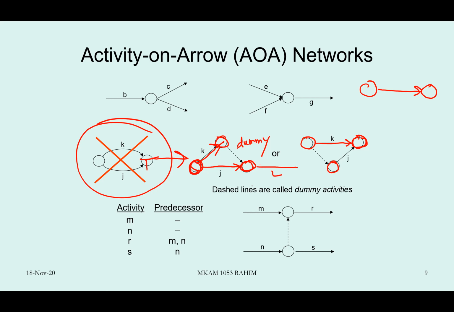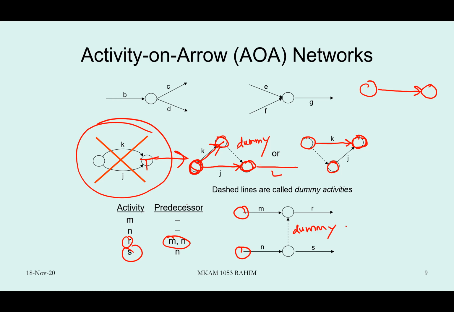Okay, activity M. Start with this one, for instance. Then activity N, also similar. So R indicates an activity from M and N. So that's why we introduce the dummy.